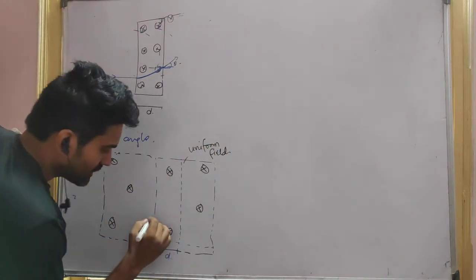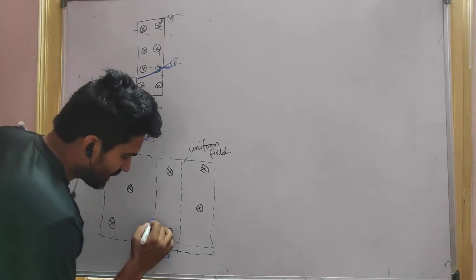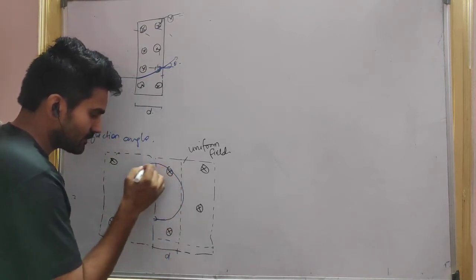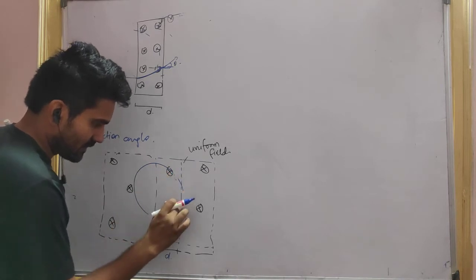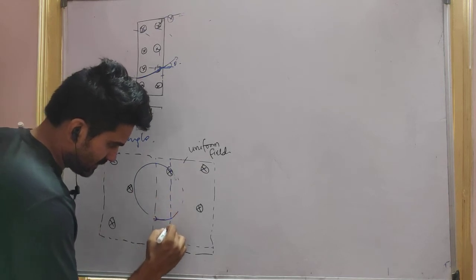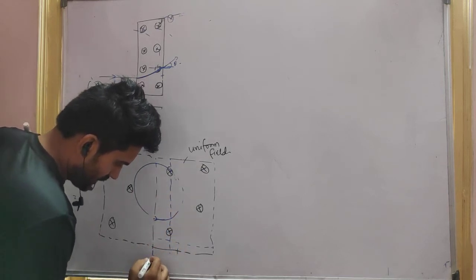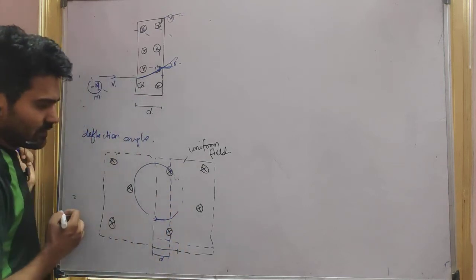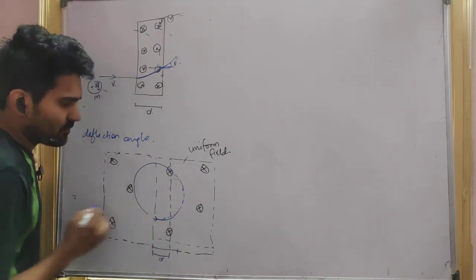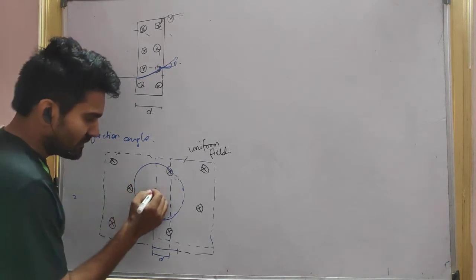So the charge is entering here like this. So what will happen? It will create a circle like this. Okay. Let's say this is the d distance. This is d. So it will come out like this. So obviously the center will be here.